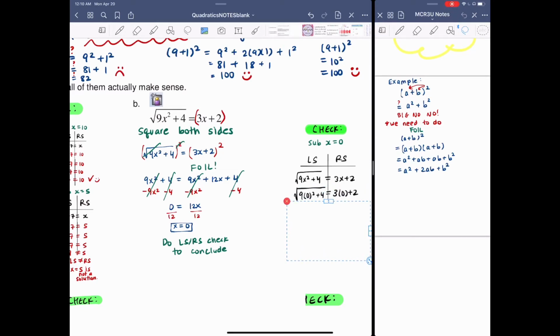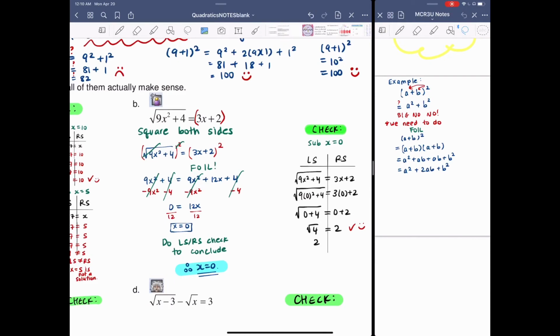So on the left side, I should get square root 4. And on the right side, I should get a 2. And 2 does equal 2. And so then we can conclude that x is in fact equal to 0.